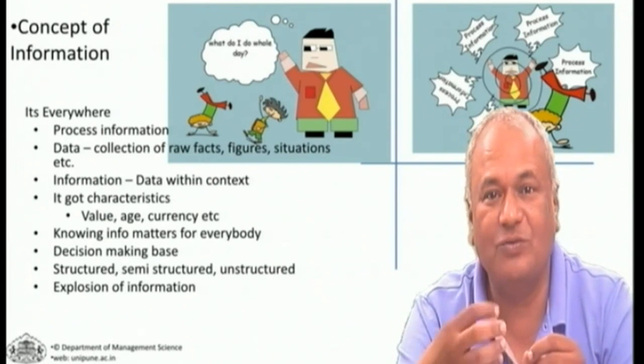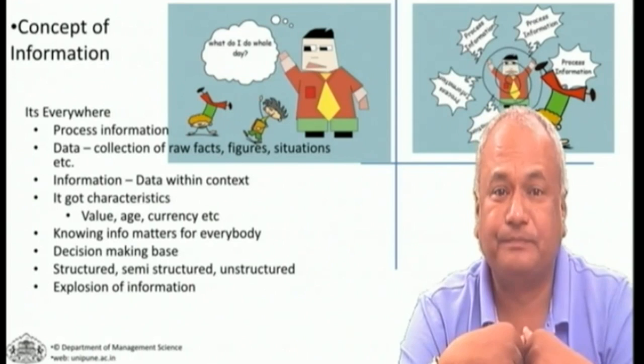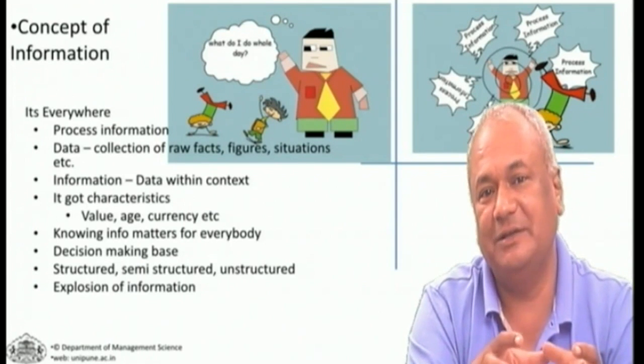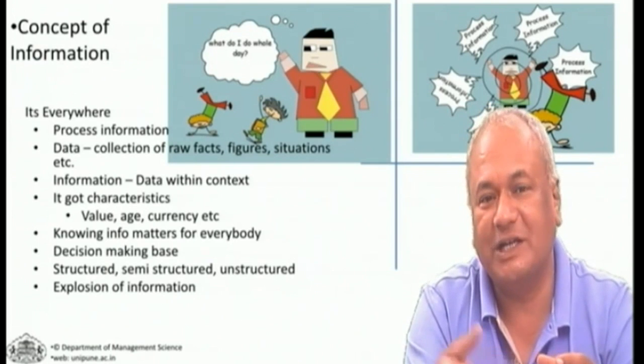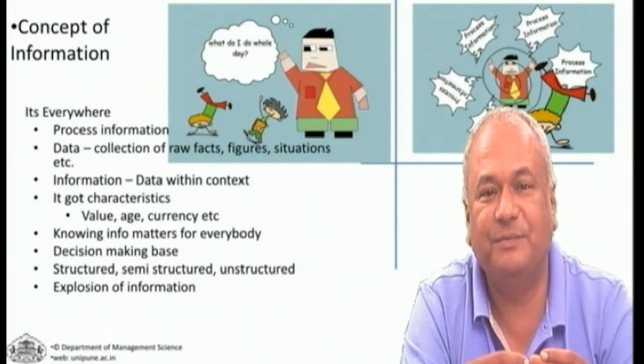Currency speaks about how current the information is. Value speaks about the actual value, I mean, depending on the information you have, what kind of benefits you are going to get out of that information.